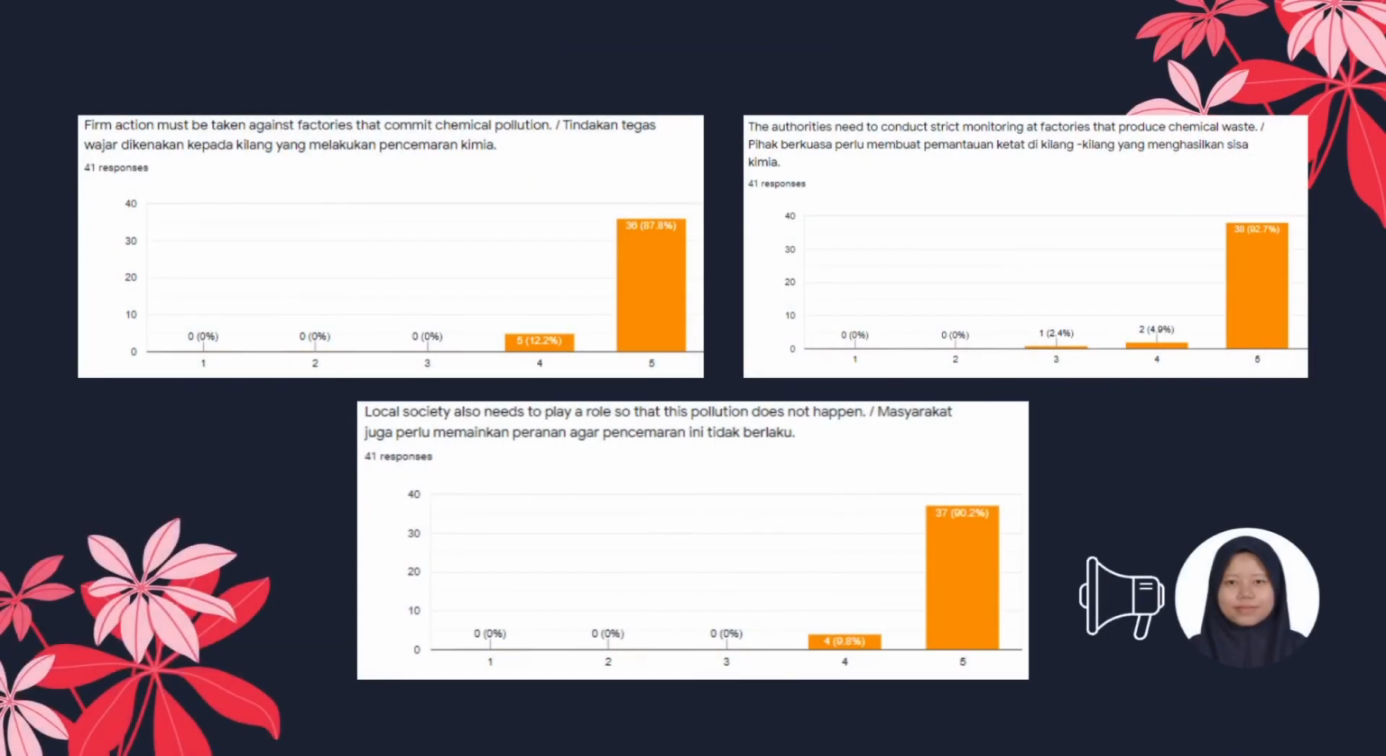Statement 4, firm action must be taken against factories that commit chemical pollution. Based on the graph, majority of respondents pick scale 5 or highly agree, which are 36 respondents, while another 5 respondents pick scale 4 means agree.